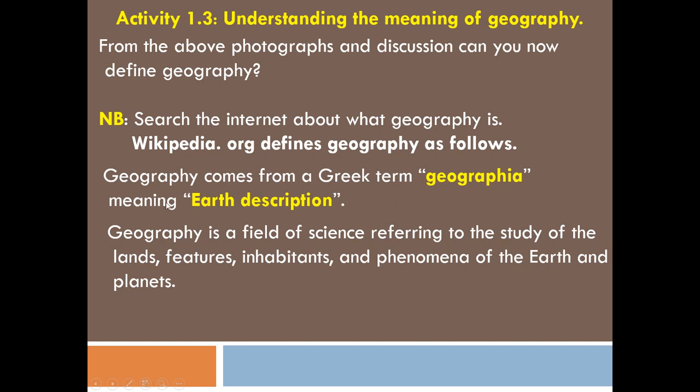So according to Wikipedia, geography is a field of science referring to the study of lands. We've already identified in the first photographs which lands we have. We have valleys, mountains, and hills. Then we can equally relate the features. We have hills, valleys, slopes, roads, inhabitants, people, then other phenomena, water and others, which we find on Earth and then on other planets.